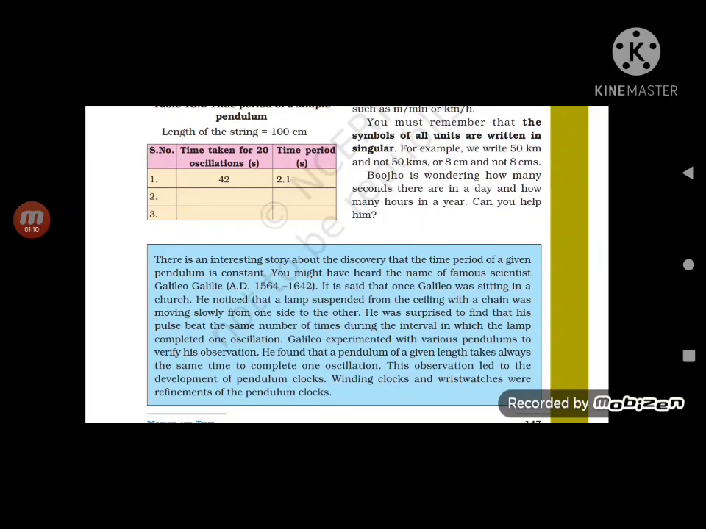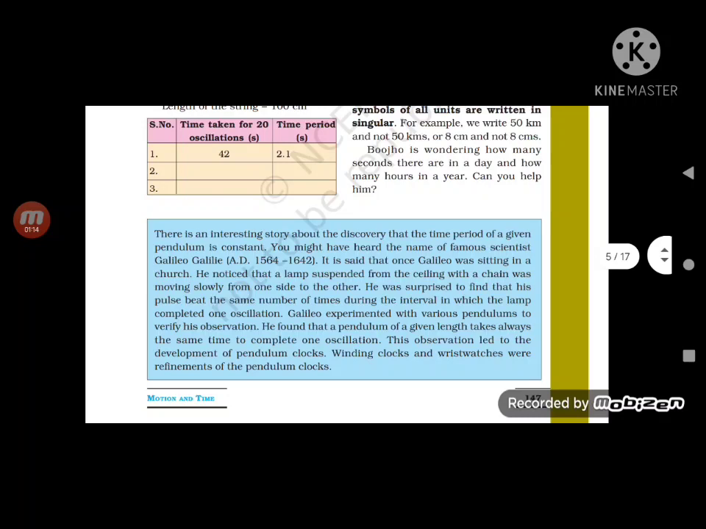So Boojho is wondering how many seconds there are in a day and how many hours in a year. Can you help him? Go on Google, you will find how many hours in a year and how many seconds are there in a day.